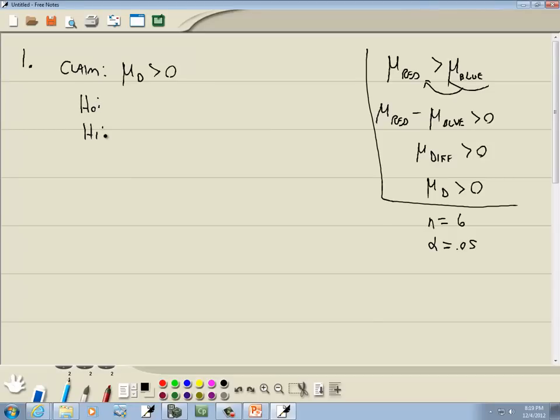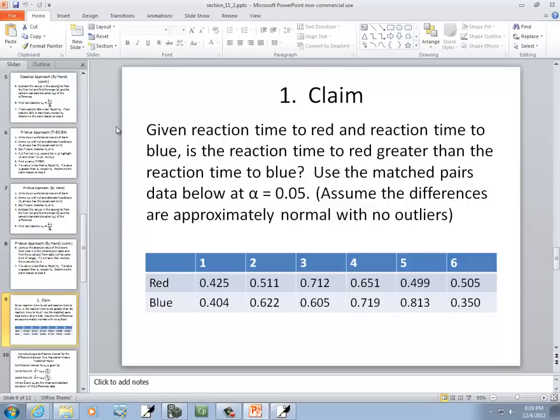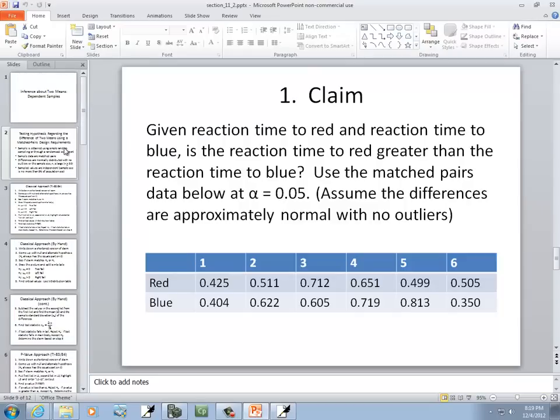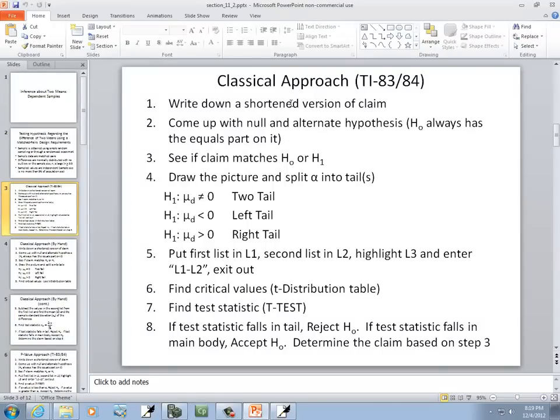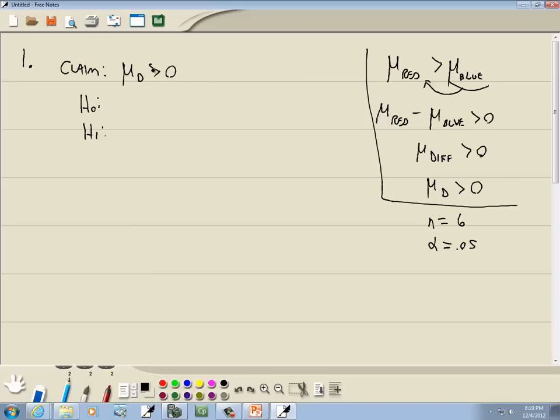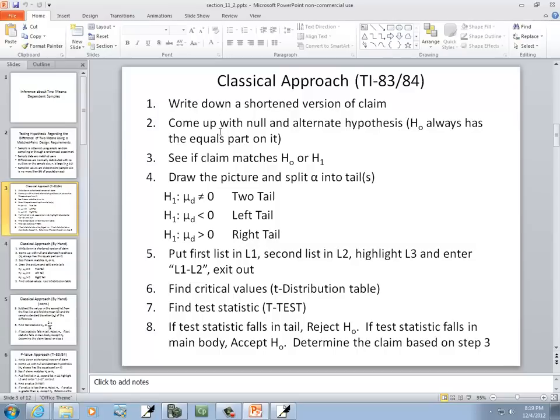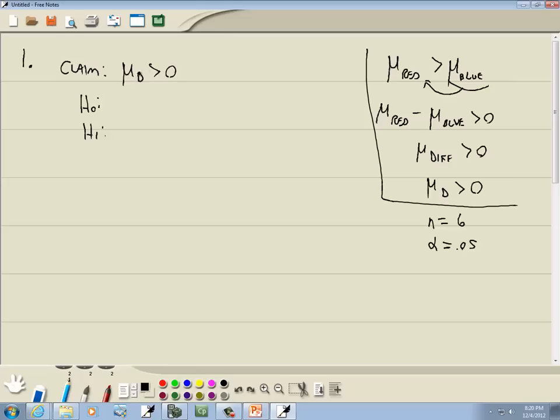Let's look at the classical approach using the TI-83/84. So I'm going to go back up here. Our classic approach using the TI-83/84. Step one, write down a shortened version of the claim. Well, we did that. It should always be written in terms of differences, by the way, so you should always do this setup. Now, in case you're wondering, our first population is whichever one we run across first, no problem. So we'll say the red is number one and blue is number two, just by convention.